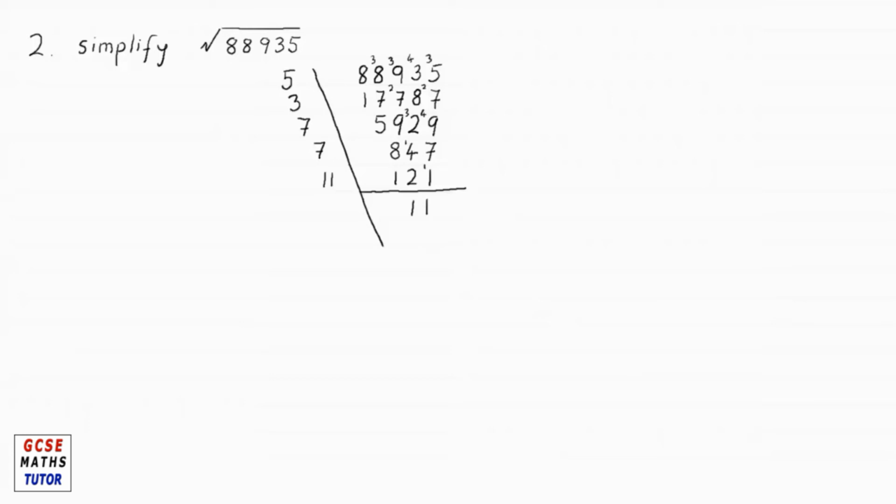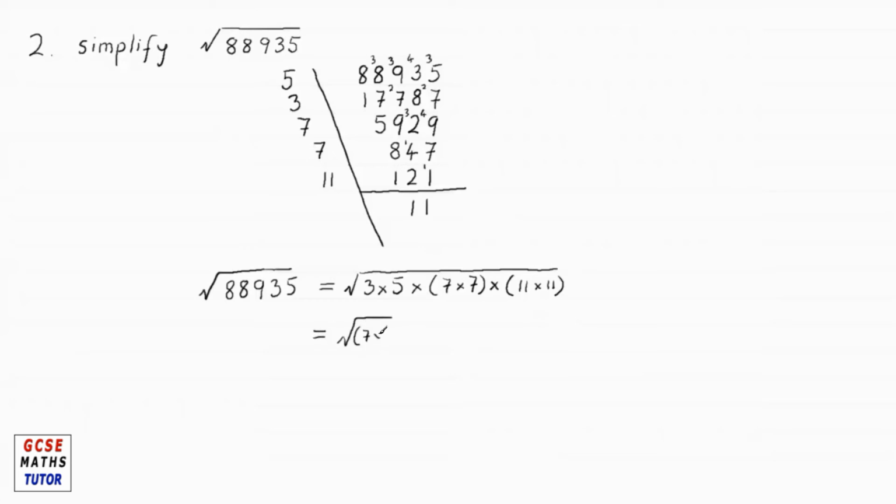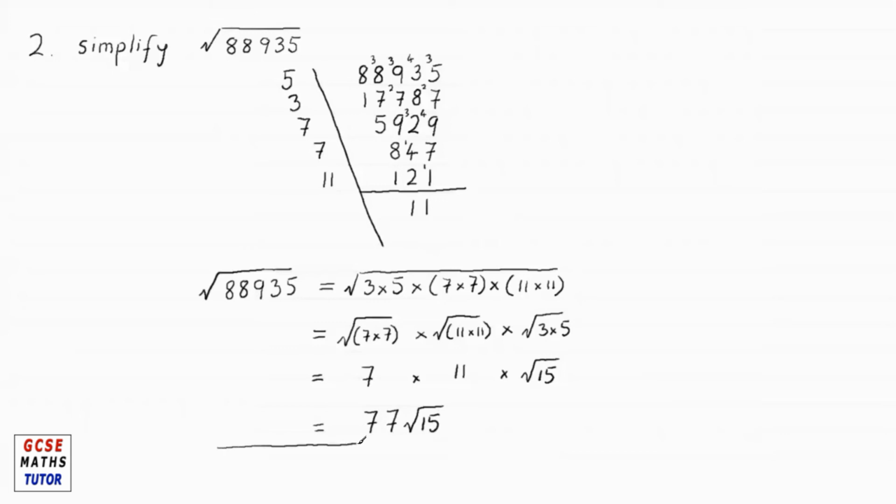Writing out the surd number in terms of its factors and grouping like pairs, we have the square root of 88,935 is equal to the square root of 3 times 5 times 7 times 7 in brackets times 11 times 11 in brackets, and this equals the square root of 7 times 7 in brackets times the square root of 11 times 11 in brackets times the square root of 3 times 5, which all equals 7 times 11 times root 15, which equals 77 root 15. That's our answer.